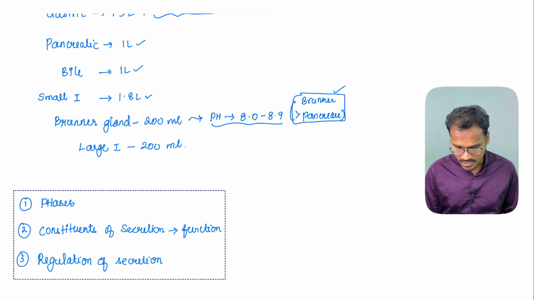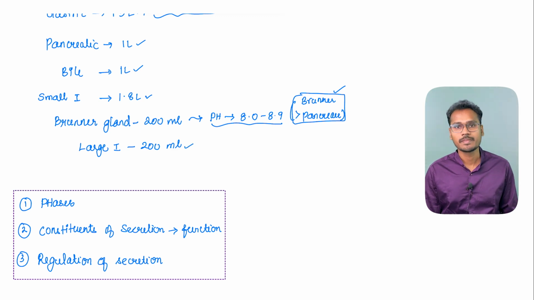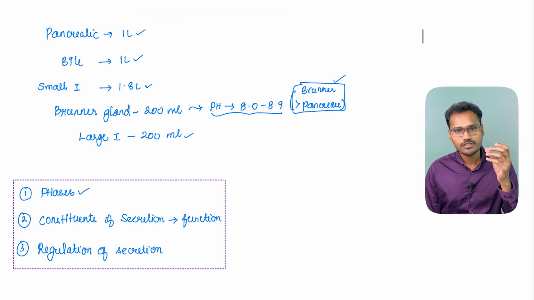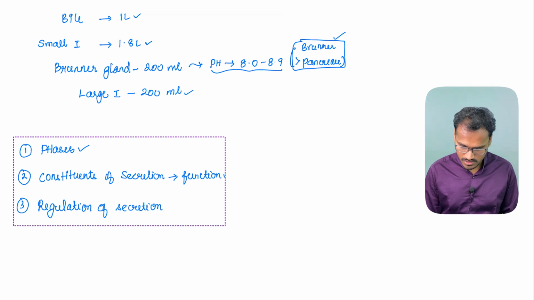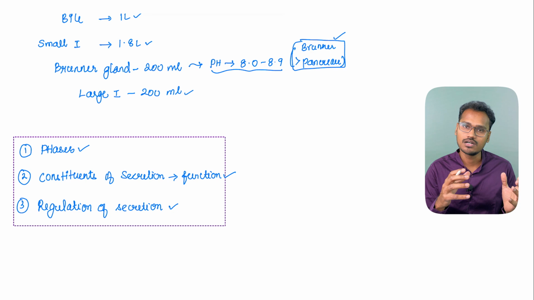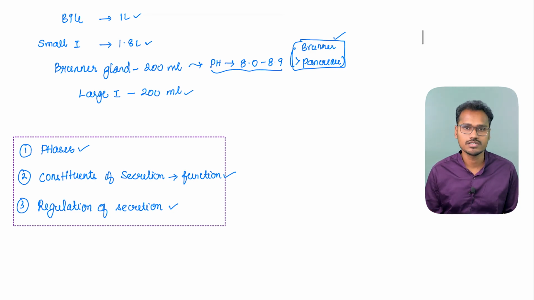In the large intestine, around 200 ml of secretion is happening. So how we are going to talk about these secretions is, first we will try to understand the various phases of secretion, when they are getting secreted. That will be one of the headings. Next we will discuss the different constituents of that particular secretion. This is a general template which we will be following for all the secretions: what are the constituents and their functions, and how the secretion is being regulated, by which hormones or glands.